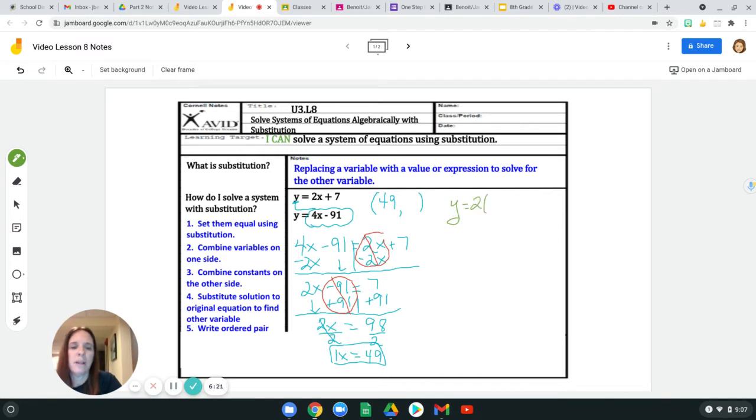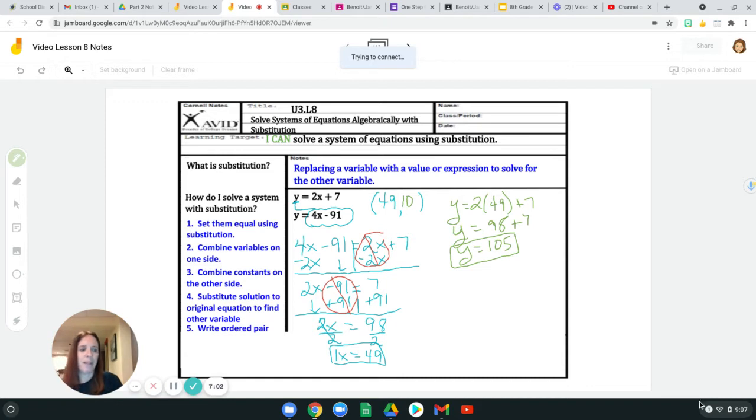So I'm just going to take the top one. It doesn't matter, though. And I'm going to do y equals 2 times 49 plus 7. All right, 2 times 49. Well, we just kind of did that. We did 98 divided by 2 to get 49. So then we know 2 times 49 is 98. And we have to do 98 plus 7 to then find y. 98 plus 7 is 105. So our y of our ordered pair is 105.